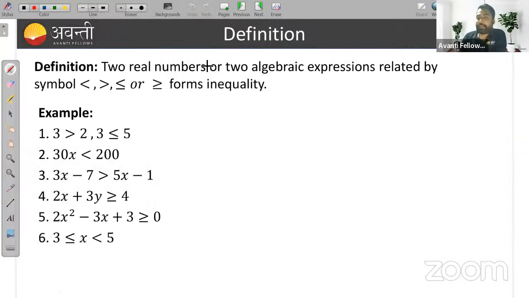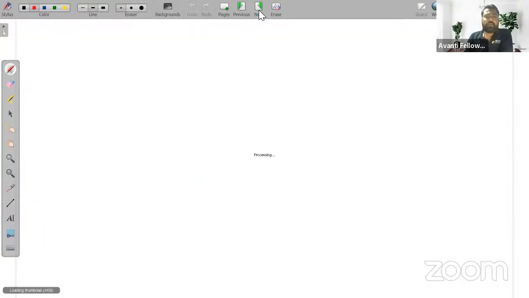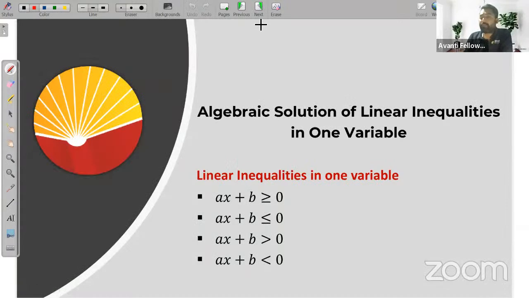What was the definition? Two real numbers or two algebraic expressions related by the symbol less than, greater than, less than or equal to, greater than or equal to form an inequality. So examples are here. Let's move. These are very basic things; we have already discussed all these things very thoroughly. What is next? Algebraic solution of inequality, linear inequalities in one variable.